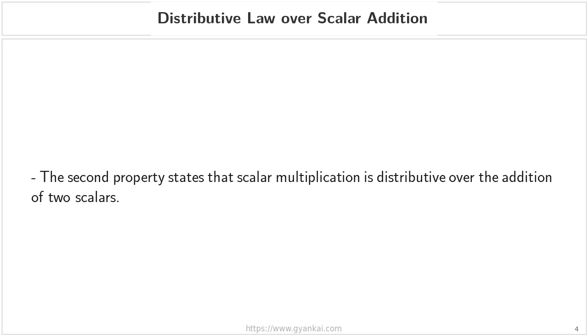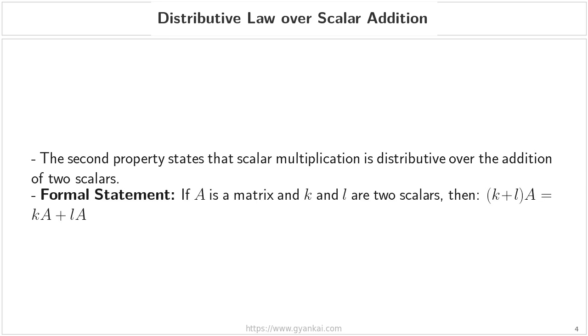Distributive law over scalar addition. Now that we have explored how a scalar distributes over the addition of two matrices, let's move on to the second property. This property focuses on the distributive law over the addition of two scalars. To state this formally, if we have a matrix A and two scalar constants, k and L, then the sum k plus L, multiplied by matrix A, is equal to k times matrix A plus L times matrix A.